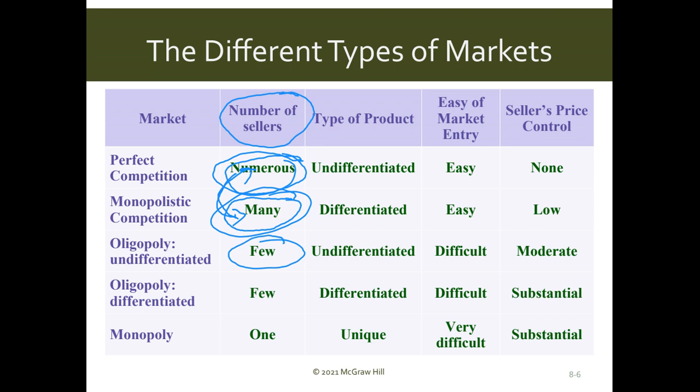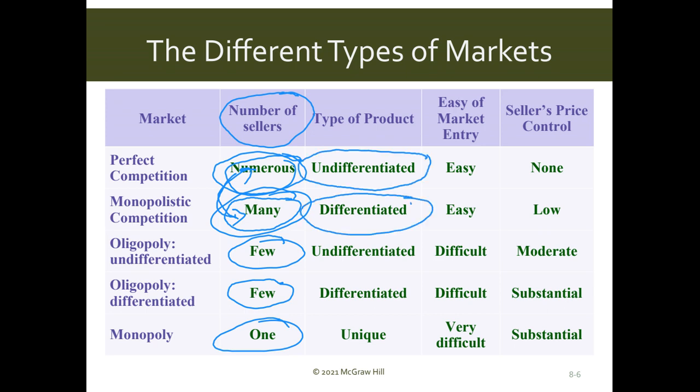Type of product, we have also discussed earlier. For perfect competition, identical product, that is undifferentiated. Monopolistic, differentiated. You cannot have identical product in monopolistically competitive market structure. Remember this.